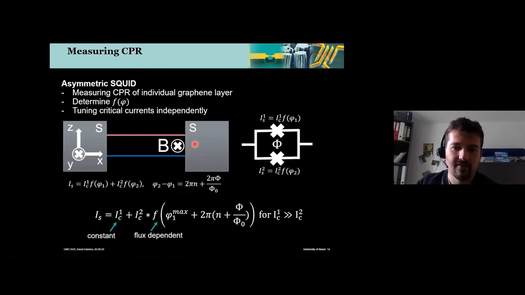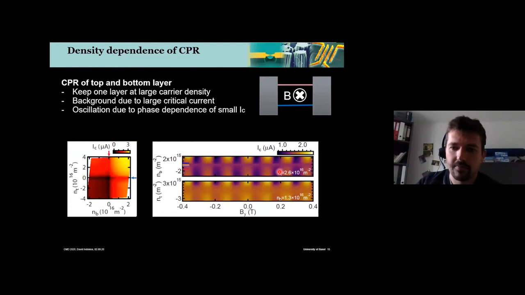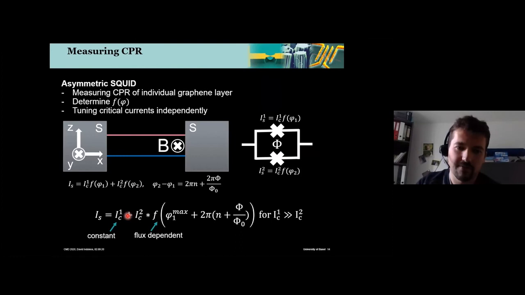So by adjusting one critical current to be much larger than the other, it's actually possible to measure the current phase relation of the junction with the smaller critical current. I will not go into detail now, but this is what is shown here. So we kept one layer at high density and changed the carrier density in the other one around the Dirac point, where the supercurrent is much smaller than for the reference junction. And we observed that there is an oscillating pattern on top of a background, as you can see here. So we have the reference junction, which has a large critical current, which gives you a constant offset. And then you have an oscillation, which is given by your current phase relation as a function of your magnetic flux.